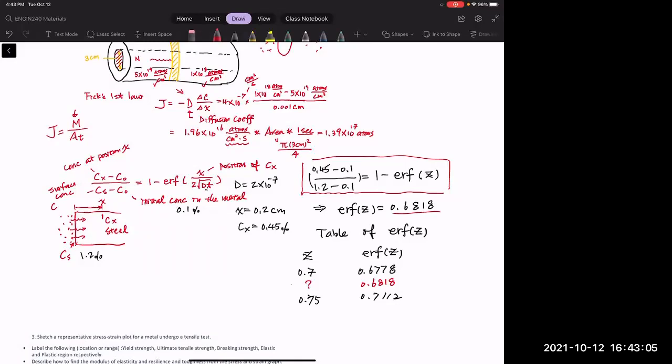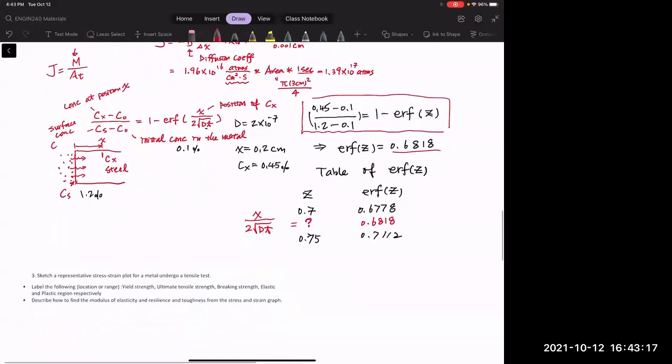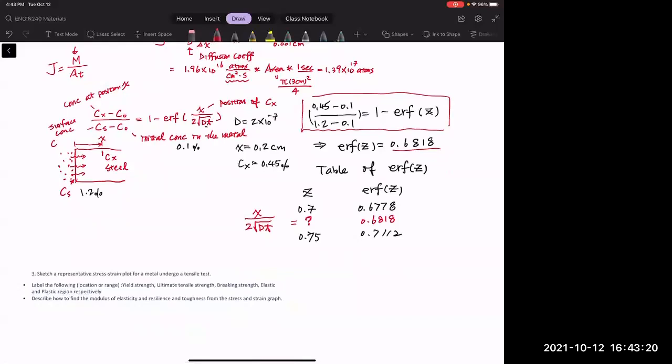and this value is actually equal to your x over 2 square root of D times t. So I need to find this question mark here. And you have to do the interpolation. So you kind of assume everything changes linearly, and then you do the interpolation. If you still don't know how to do the interpolation, look at the example in the textbook and do some homework problems. Here, it's a very simple idea.